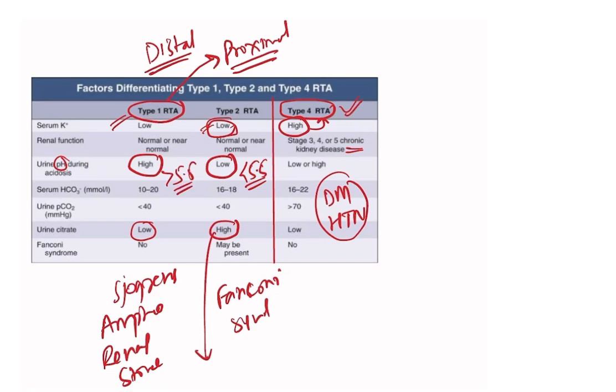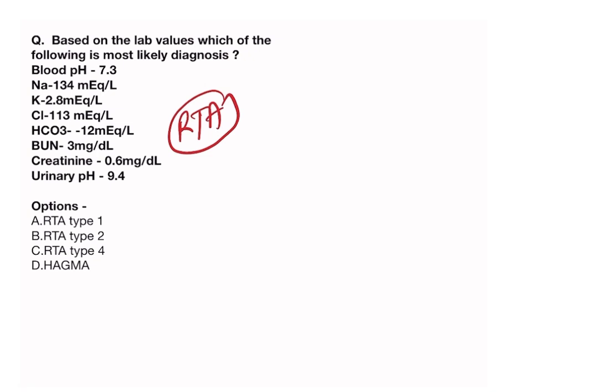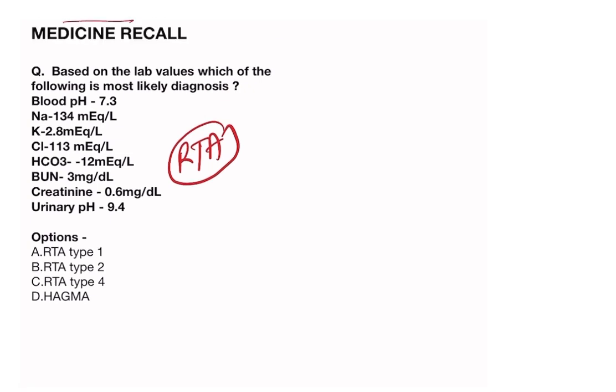Now moving ahead to the question again. In this, they gave the lab values and they asked for the diagnosis. First of all, the potassium was low, so straightforward type 4 RTA is not the answer. Okay, now look at the pH, it is more than 5.5, then the answer here could be type 1 RTA.